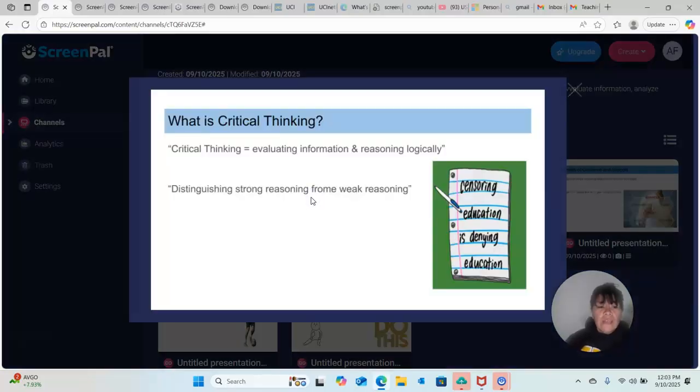What is critical thinking? Critical thinking is the ability to carefully examine information and think logically about it. It's not just memorizing facts, it's understanding reasoning. For example, a strong argument gives clear evidence, while a weak argument may rely on assumptions or personal opinions. Being able to tell the difference is a key skill in all areas of learning.